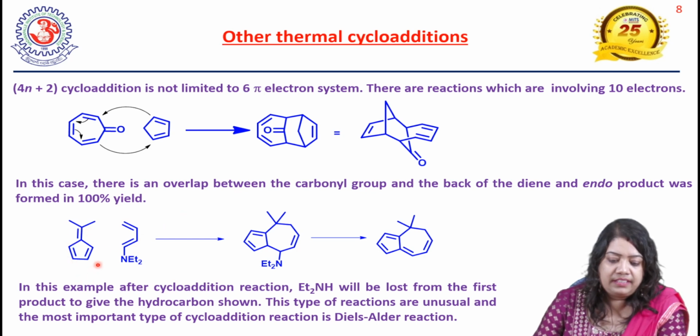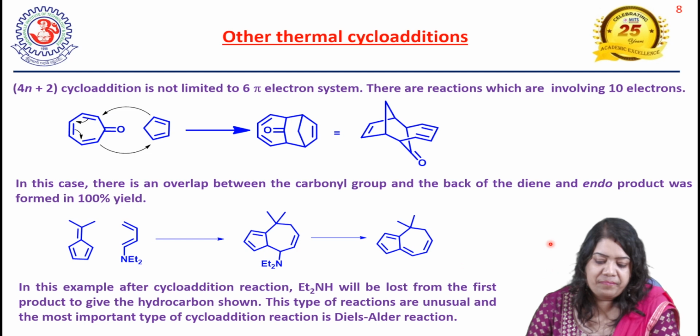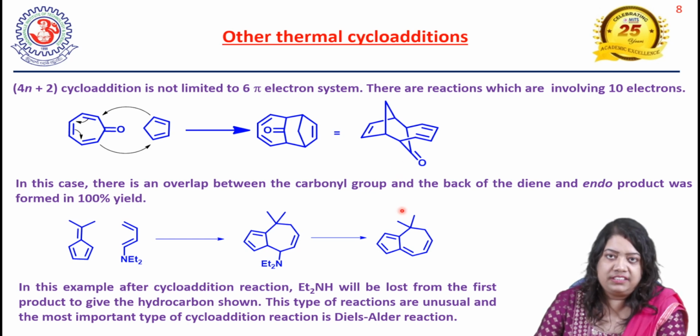And here is another example of a 10 pi electron cycloaddition system. Here, after the Diels-Alder reaction, this intermediate will form, and from this intermediate, diethylamine will be lost to get this hydrocarbon. So this kind of cycloaddition reaction is not common in nature. The most popular cycloaddition reaction is the Diels-Alder reaction.